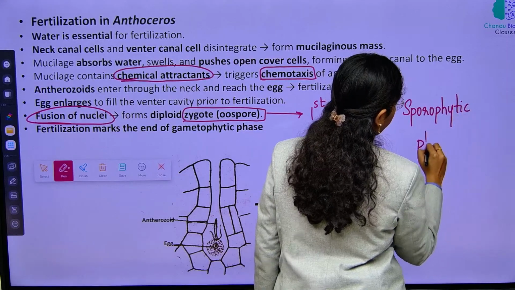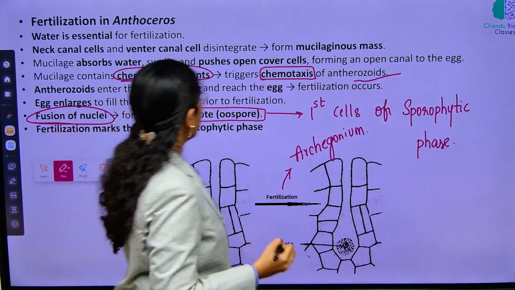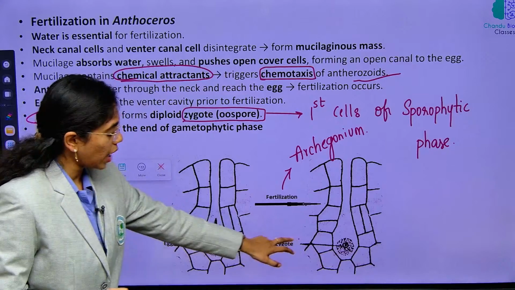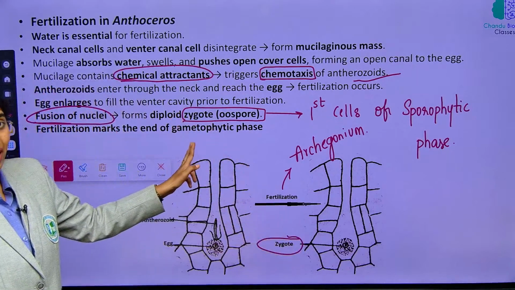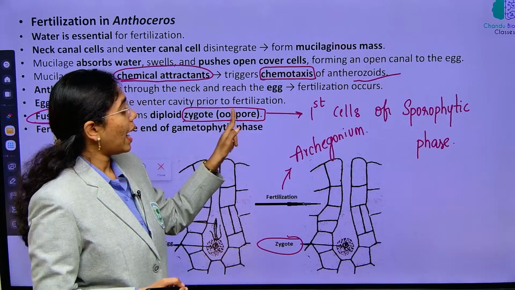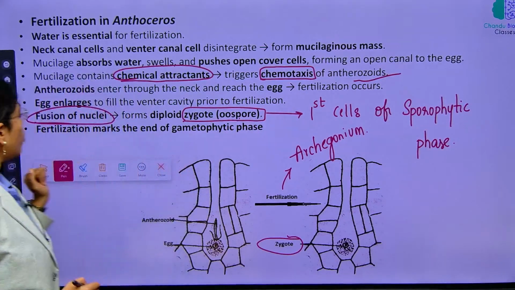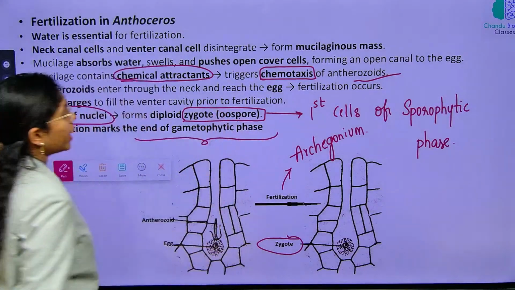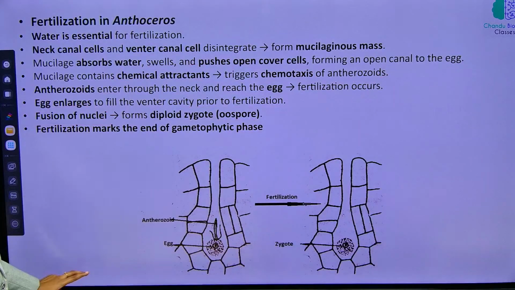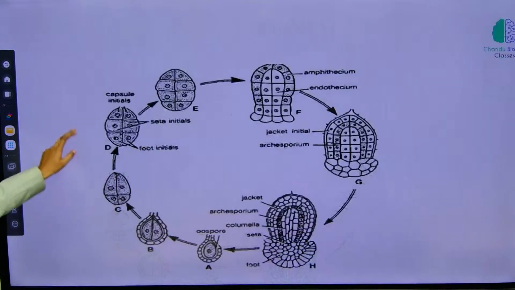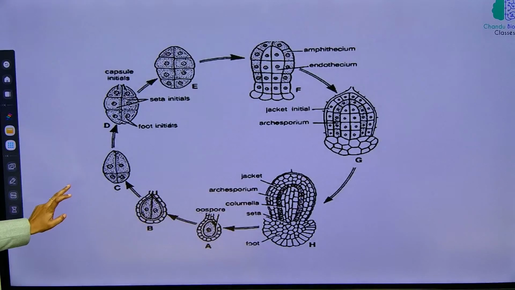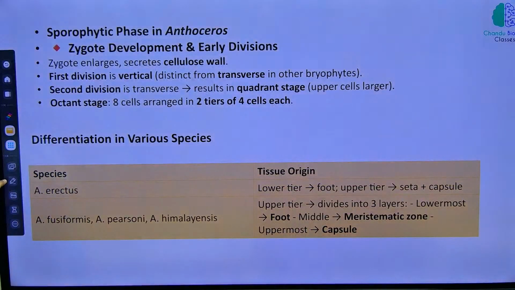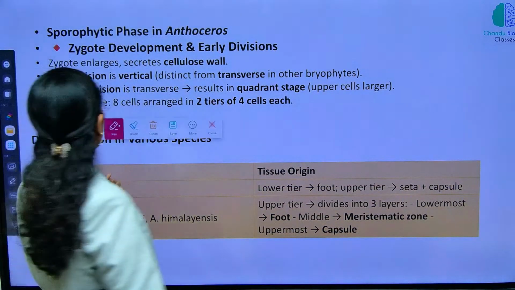Fine. Inside archegonium, which is the site of fertilization, post fertilization zygote is the first cell formed which is diploid. Zygote is also addressed as oospore, and this is the first cell of sporophytic phase. Fertilization will mark the end of gametophytic phase. Clear till here? Any doubts anywhere? And then this is the complete life cycle, if you can see. Sporophytic phase, zygote development, post fertilization what will happen?